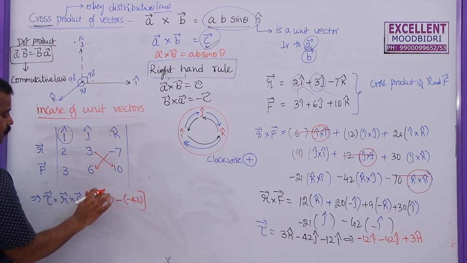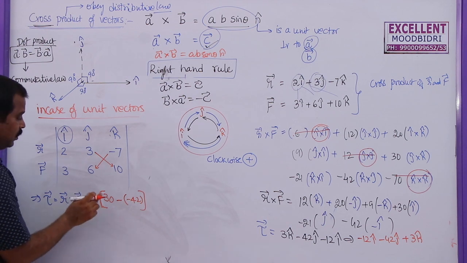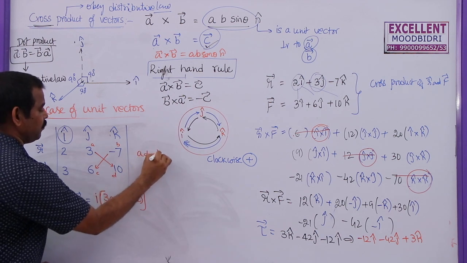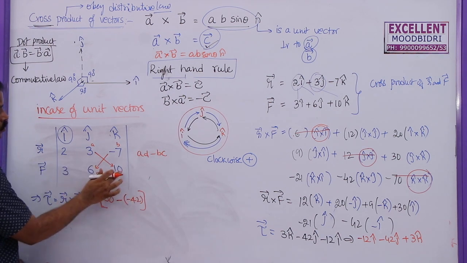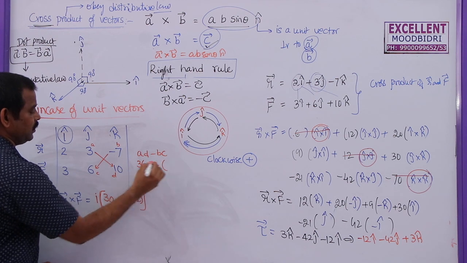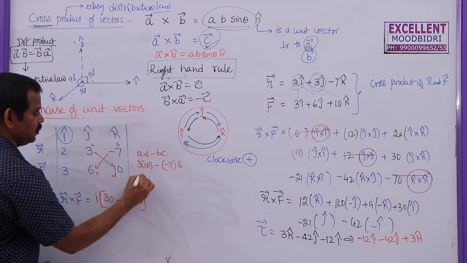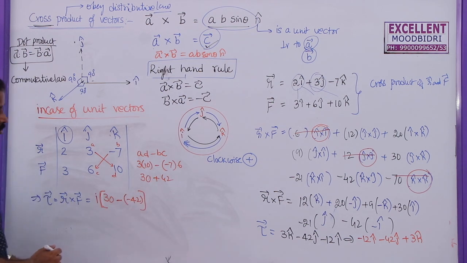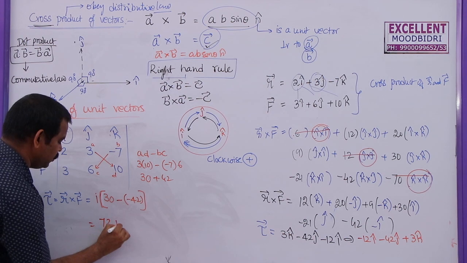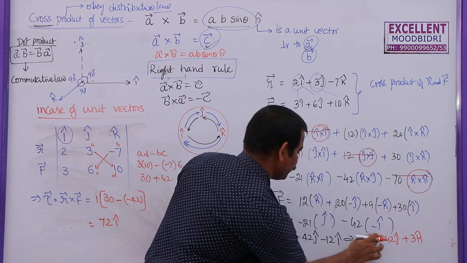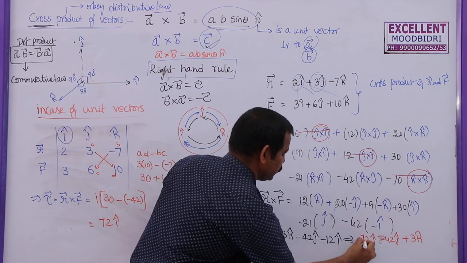So these are the determinants you are going to learn in the second PUC. But here the formula is, this is A, B, C, D. This will be AD minus BC. Multiply these two corners, minus multiply these two corners. So A is 3 into 10 minus B is minus 7 into 6. So 30 minus of minus plus 42. So this will become 72i cap. Here you see minus of minus plus, so this will become plus 72i cap.